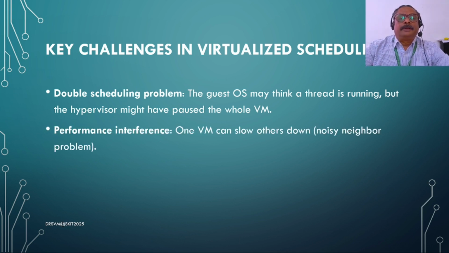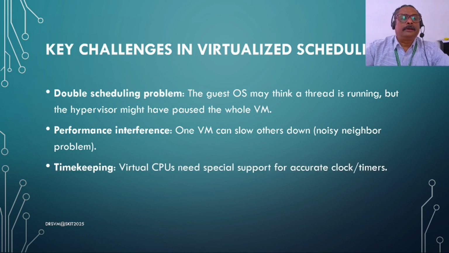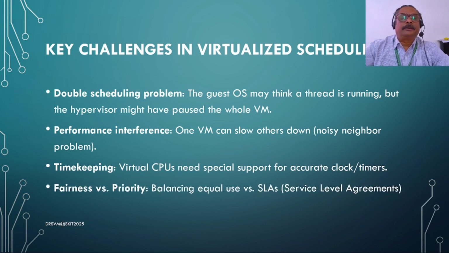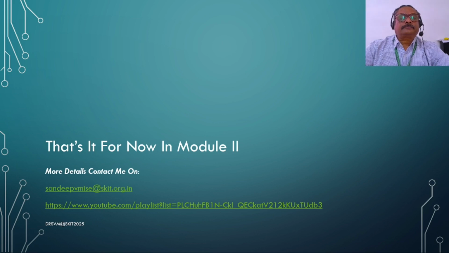Then there is performance interference: one VM may slow others down, the noisy neighbor problem and all that. Timekeeping is another problem. Virtual CPUs need special support for accurate clock timers. Then fairness and priority: maintaining a balance between fairness and priority is a big problem when we work on virtualized systems.